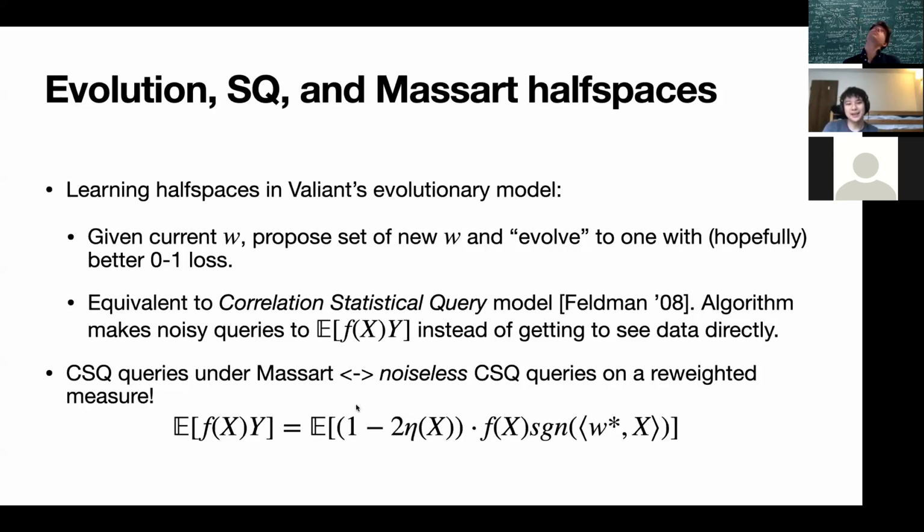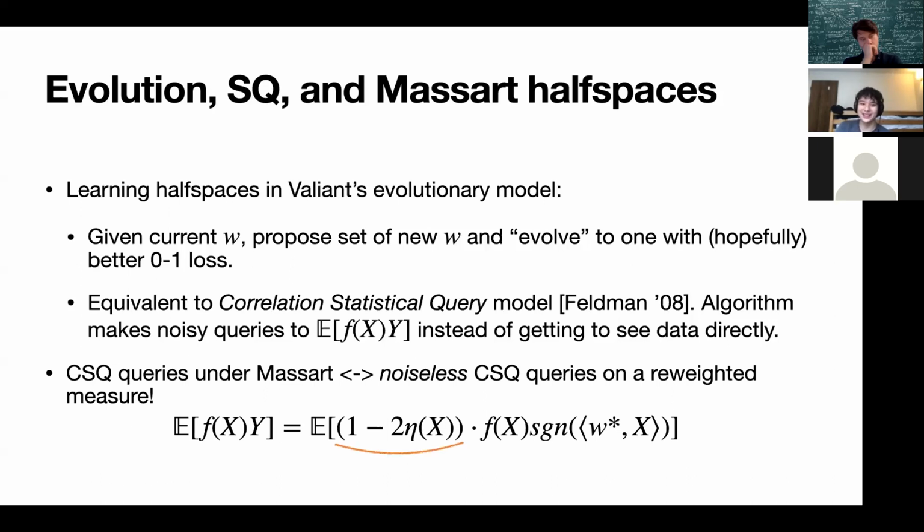And so what happened is I started with my Massart distribution, but if I make a CSQ query, it's equal in expectation to this other query. This query is in a noiseless half-space model, and the only change is this factor, which only depends on x. So again, we think of this as a reweighting of the distribution. And it's a relatively benign reweighting, in that this number cannot be very small or very large, because eta is bounded away from 1/2. So that seems like an extremely useful fact for coming up with learning algorithms.